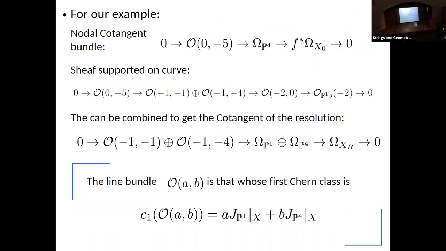All right, so in our explicit example, this is just to prove that you can actually write this down explicitly. I'm not going to go through the details of this, but if you begin with the explicit cotangent bundle for a singular quintic, you can write down the sheaf supported on the curve, in this case for the 16 singular points that I chose. And you can combine it explicitly in terms of the morphisms involving these short exact sequences into the cotangent bundle of the resolution. Here, notationally, whenever I write in the talk O(a,b), this is a line bundle whose first Chern class is given in this expansion in terms of Kähler forms on the P1s and the underlying P4.